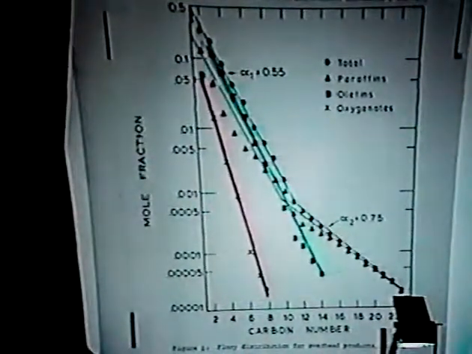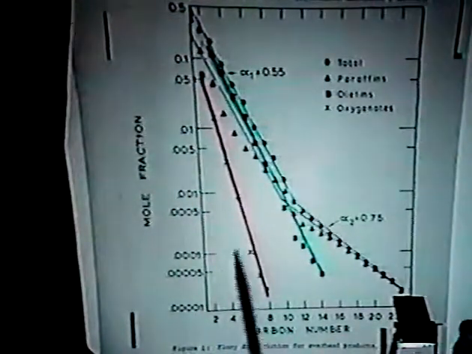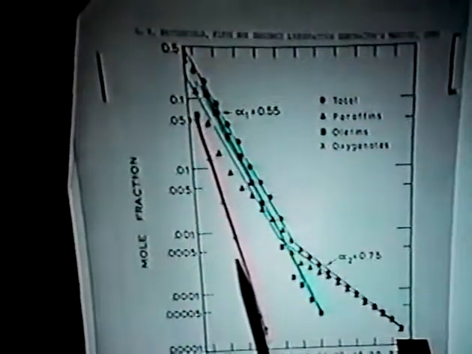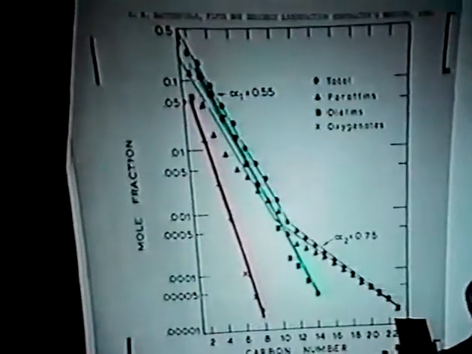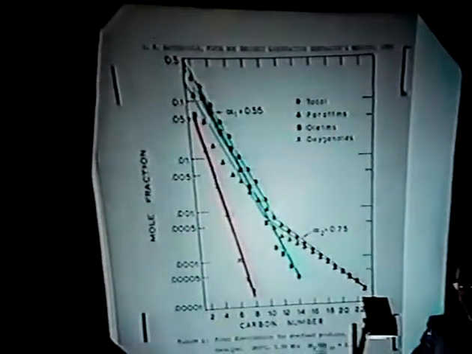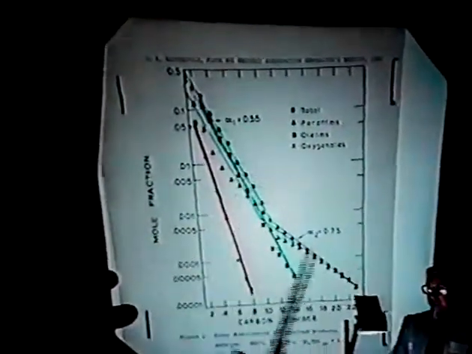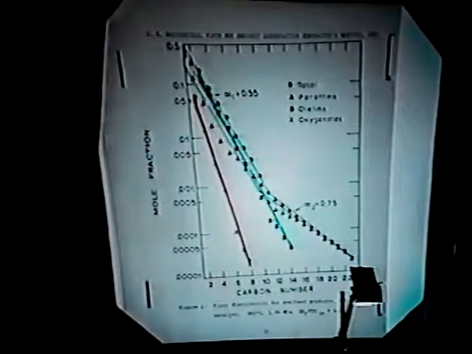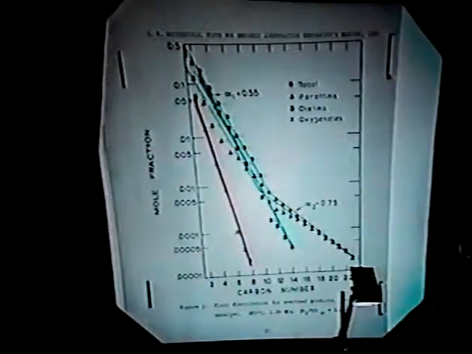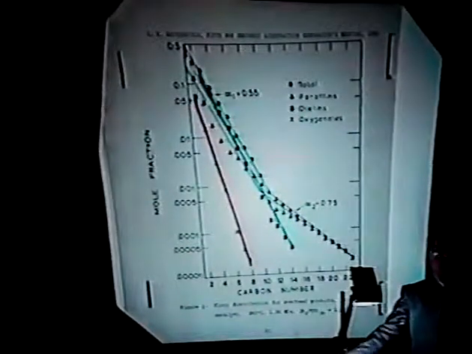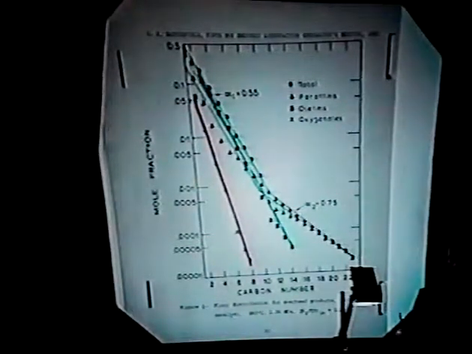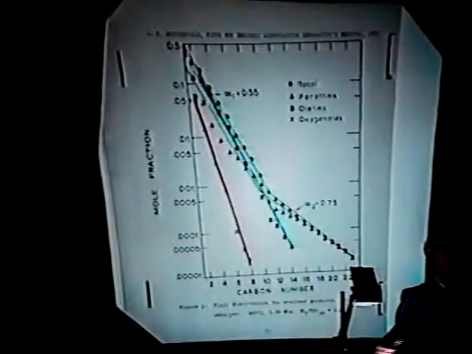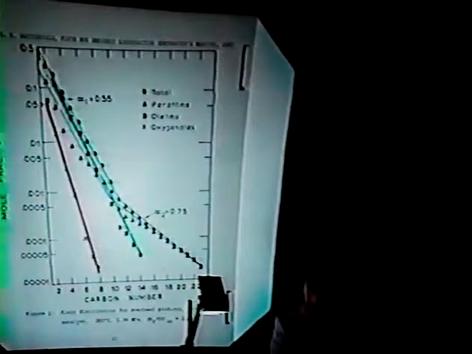If we look at the compound class, the red is the oxygenate, which is predominantly alcohol. The green represents the alkenes, and then this is the alkane and the total carbon number fraction. So the reason by compound class that you're getting the two alphas appears to be the increased amount of paraffin that you get in the higher carbon number. A large number of people have observed this two alpha value. The break for a variety of catalysts occurs roughly in the same position.